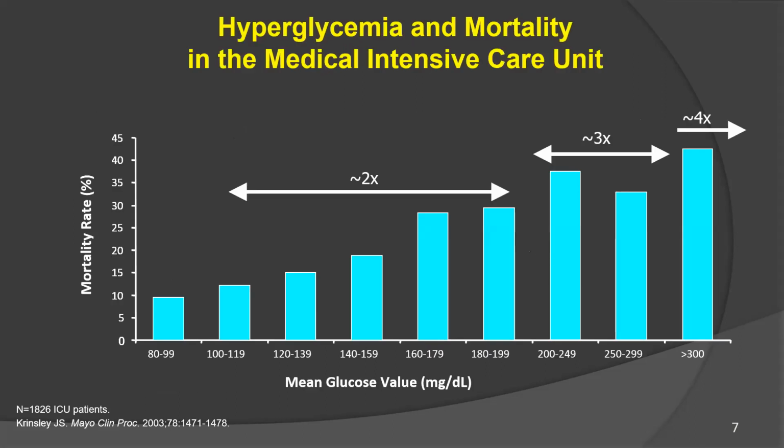When we talk about the intensive care unit, what is the relation of hyperglycemia with the outcome of a patient who is in the ICU setup? So you see, as the glucose values rise, the mortality doubles, triples, and quadruples with the range as described. And this is evidence-based, a clear-cut rise in mortality.